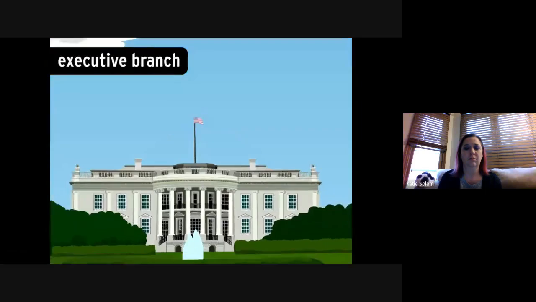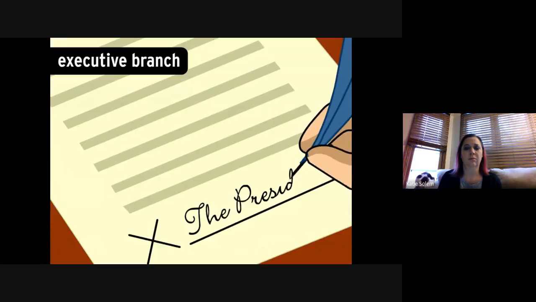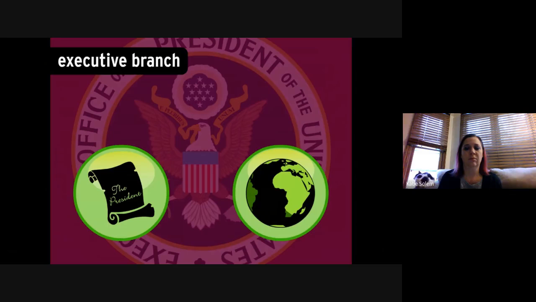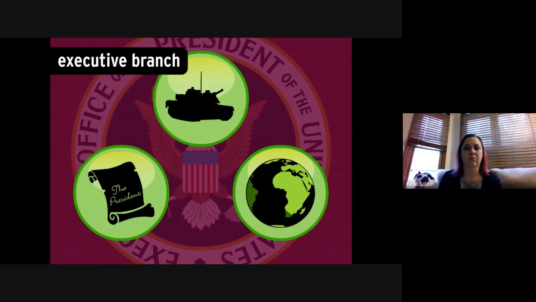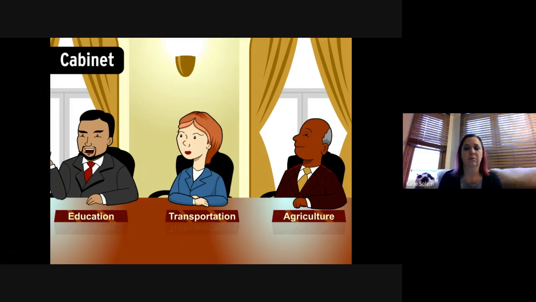The executive branch includes the president, the vice president, and the heads of various departments and agencies. The executive branch carries out laws and approves and recommends new ones. It also directs national defense and foreign policy. The president is commander-in-chief of the military. A group of advisors called the cabinet helps the president make decisions. They run different agencies and give advice on everything from foreign affairs to education.